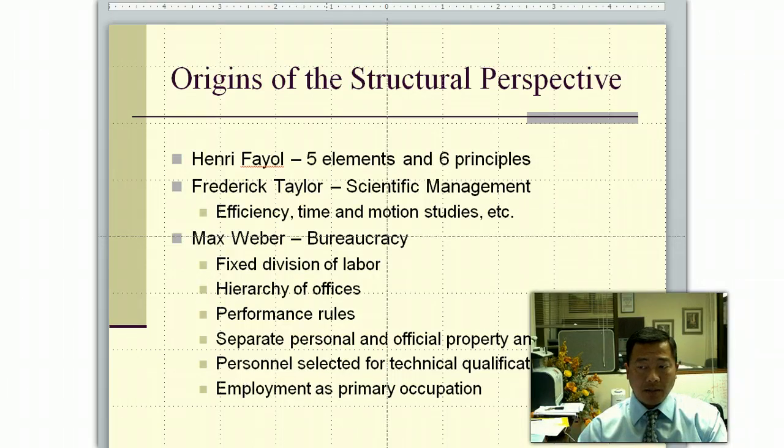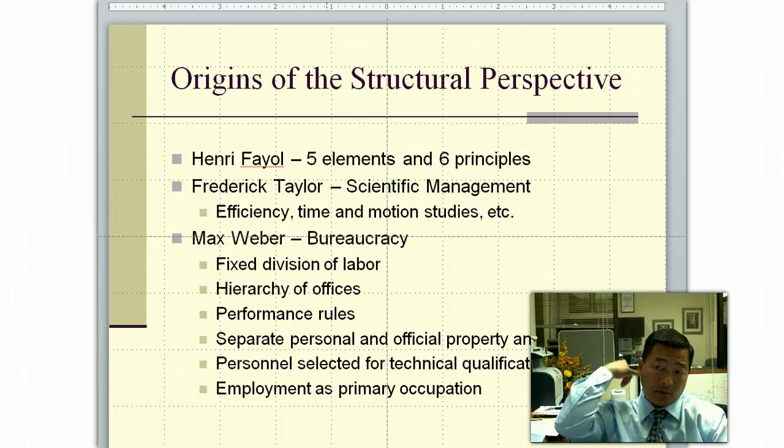They are the scalar chain, which essentially is strict vertical hierarchy; unity of command, where one supervisor issues orders; unity of direction, and that is where one supervisor issues goals; division of labor, where employees are assigned specific specialized tasks; order, where employees are assigned specific place and time of work; and span of control, and that is where supervisors are directly responsible for a limited number of employees.